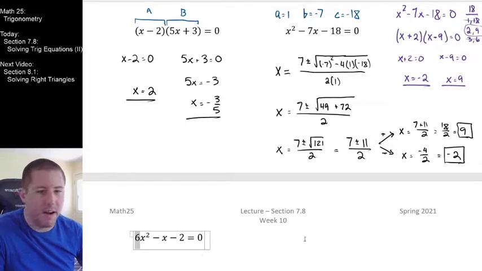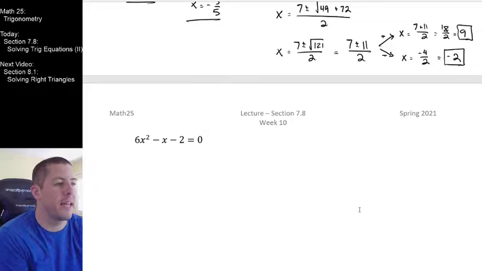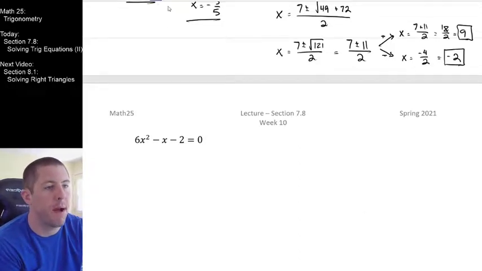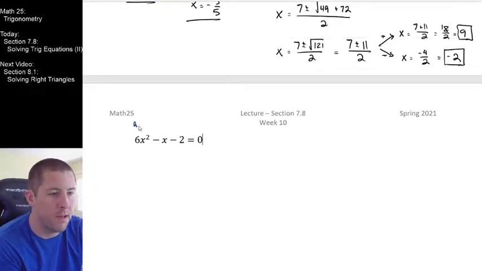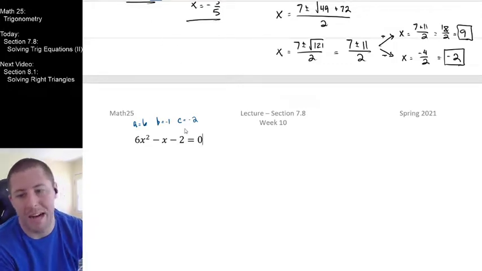This one's a little bit harder right here. So let's go ahead and take a look. As promised, it seems to me like this one is going to be possible to deal with using the quadratic formula where a is 6, b is negative 1, and c is negative 2. So let's do our quadratic formula solution first, then we'll do our factoring solution second.